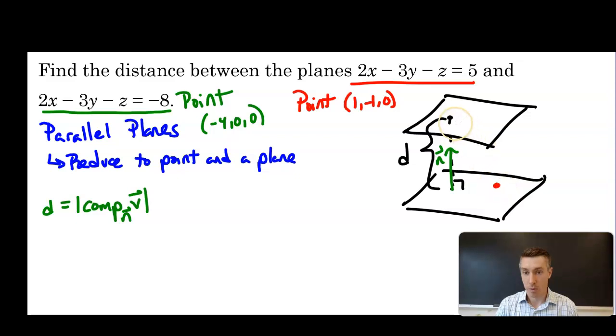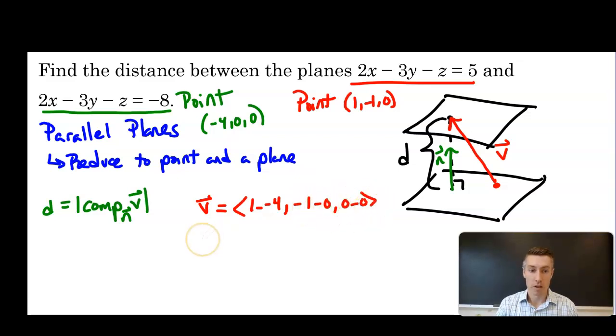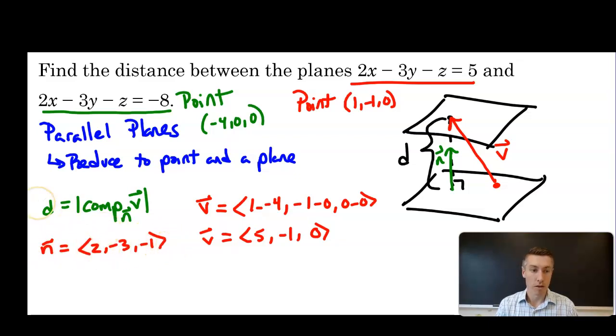So let's say that's the point. There's the point on the other plane. There's vector v. So vector v will go red to green. So that's 1 minus -4, -1 minus 0, and 0 minus 0. So vector v is 5, -1, 0. And the normal vector is 2, -3, -1.